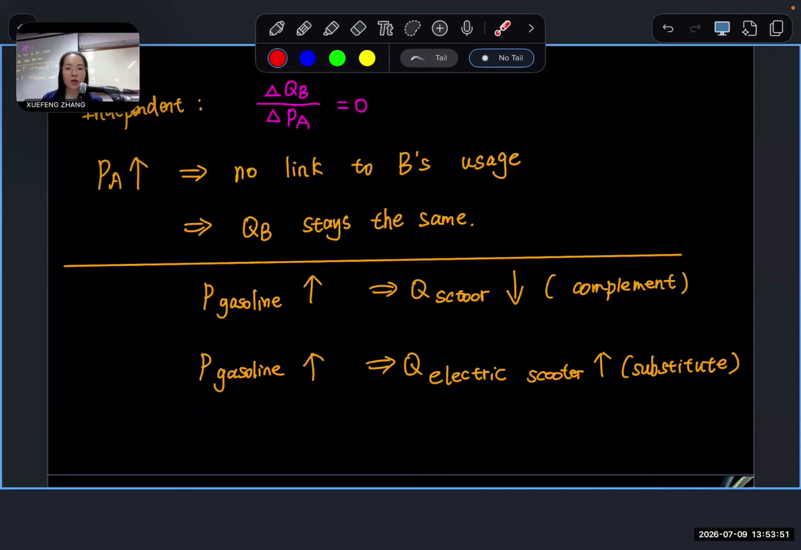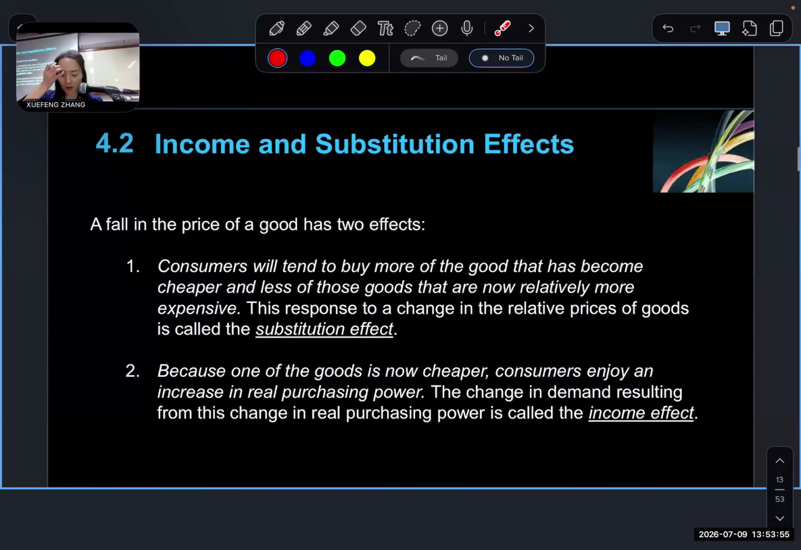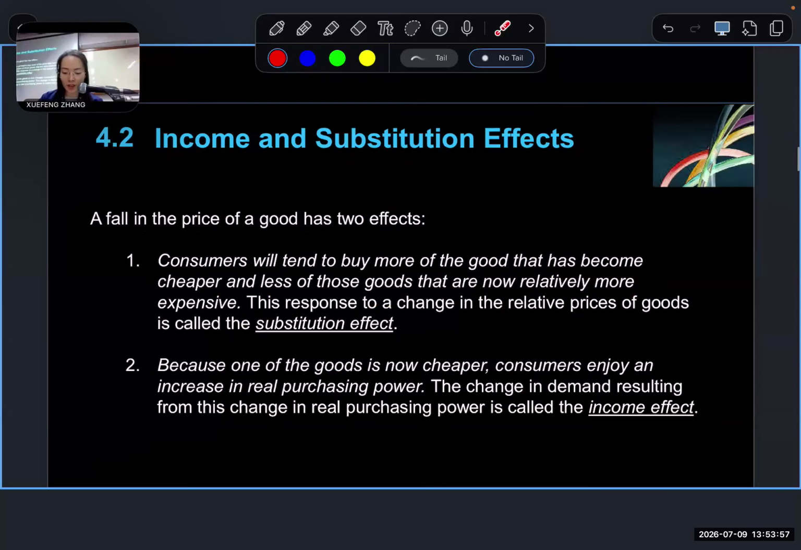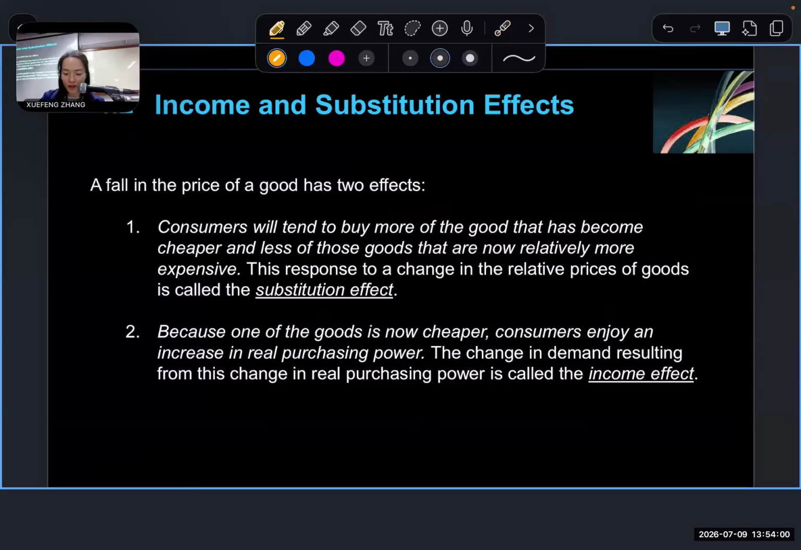This is about 4.1, okay? So let's move on to 4.2, income and substitution effect. So here we have a fall in the price, okay? Price falls.